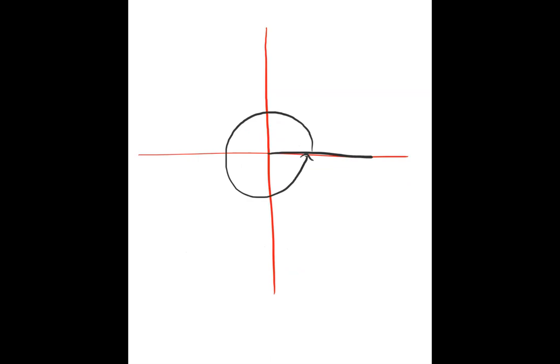And then, suppose the stick takes one complete round and comes back to the same position, it has made an angle of 360 degrees.